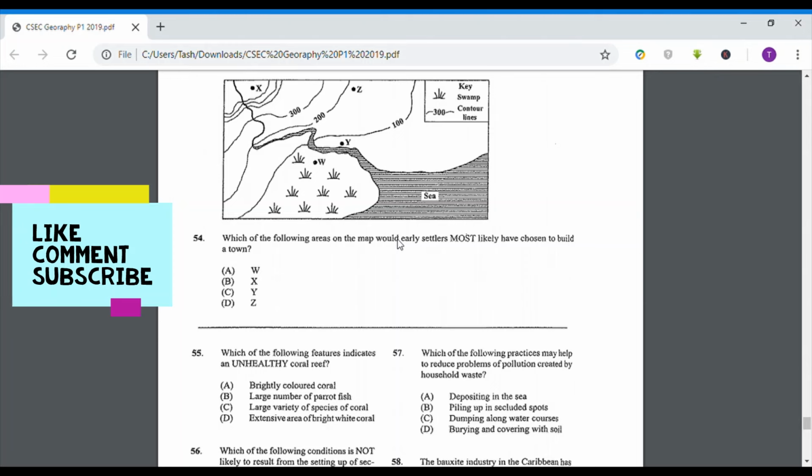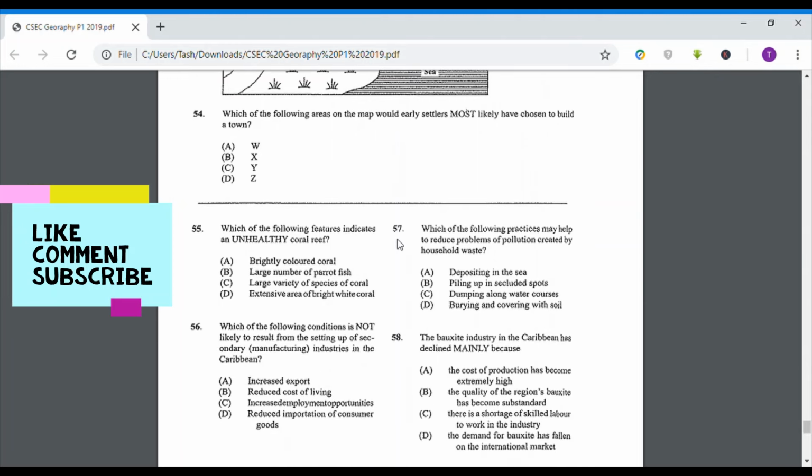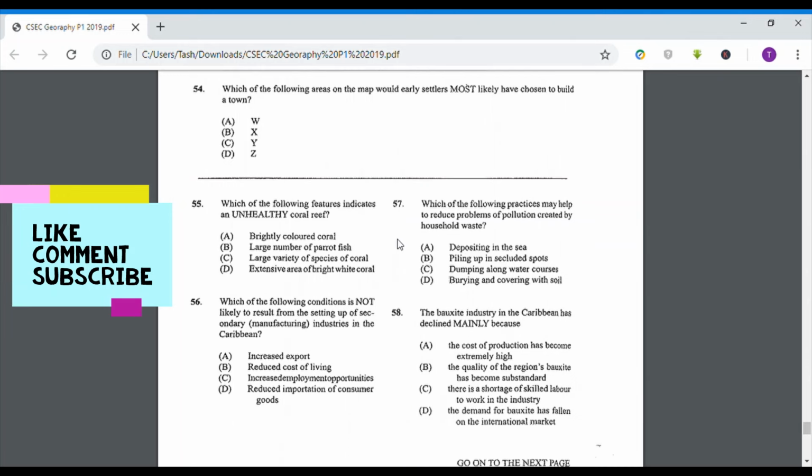For number 55, which of the following features indicates an unhealthy coral reef? Brightly colored coral, those beautiful ones, those are the healthy ones. Large number of parrotfish. Parrotfish are usually close to healthy corals because they utilize it as a habitat, and they also want to grind the corals. So it would not be A, it would not be B. C, large variety of species of coral. That would not be the answer either, so the only one left is D. Extensive area of bright white coral. So that would suggest that these are bleached. So for 55, the answer would have been D.